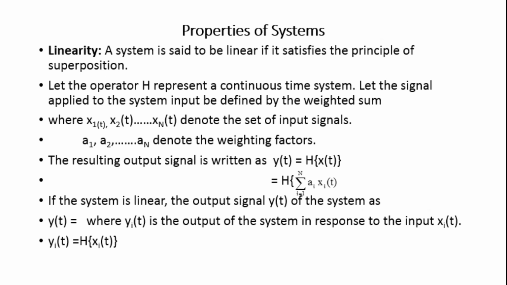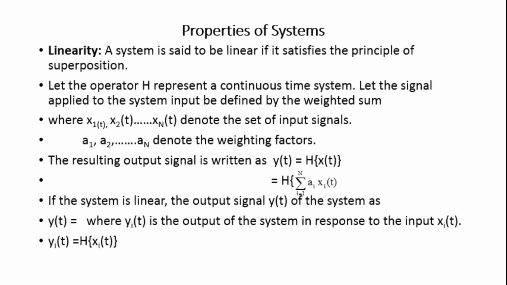Next, we have linearity. A system is said to be linear if it satisfies the principle of superposition. Let the operator H represent a continuous time system, and let the signal applied to the system input be defined by the weighted sum, where x1 of t, x2 of t, and so on xn of t denote the set of input signals, and a1, a2, and so on an denote the weighting factors.